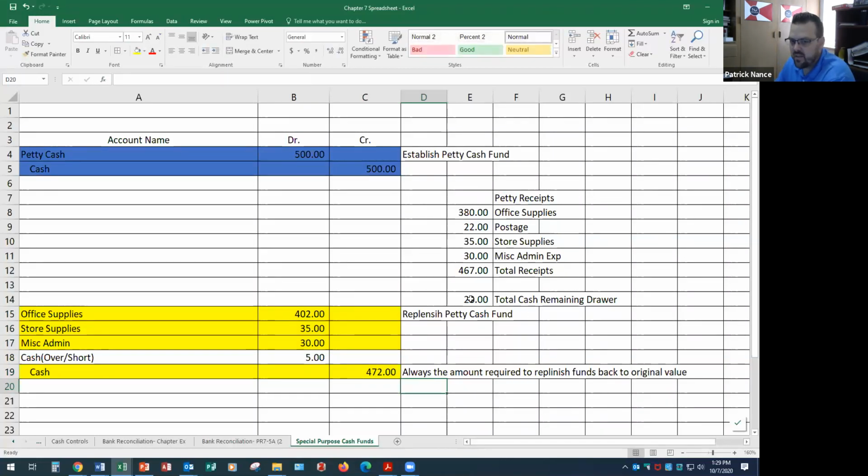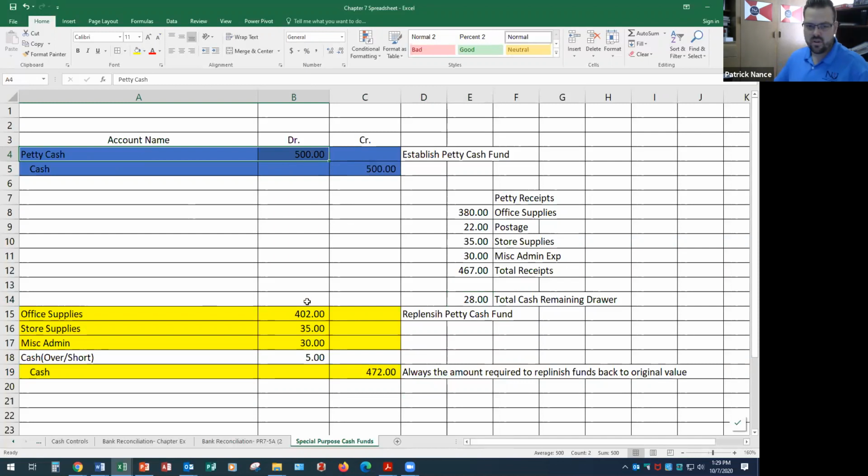So even if I don't have enough cash in my drawer, I'm always going to replenish the funds back up to this $500 value, because I don't touch petty cash, the actual account, unless I adjust how much I want in petty cash. That's the amount in the balance, and that's the amount that I need to pull out, so that I rebalance my books and my petty cash fund. And that's all I have for Chapter 7.